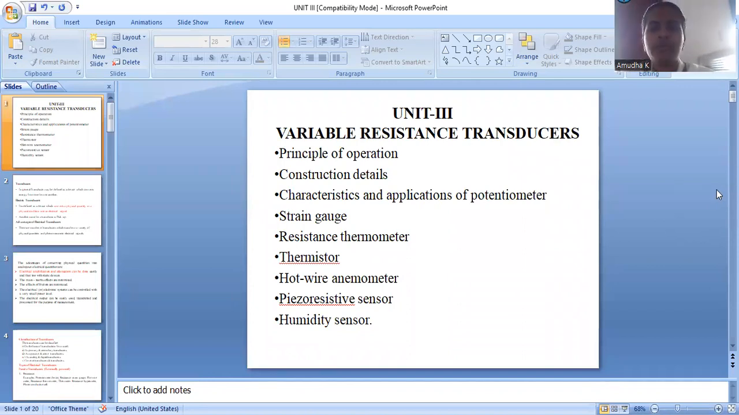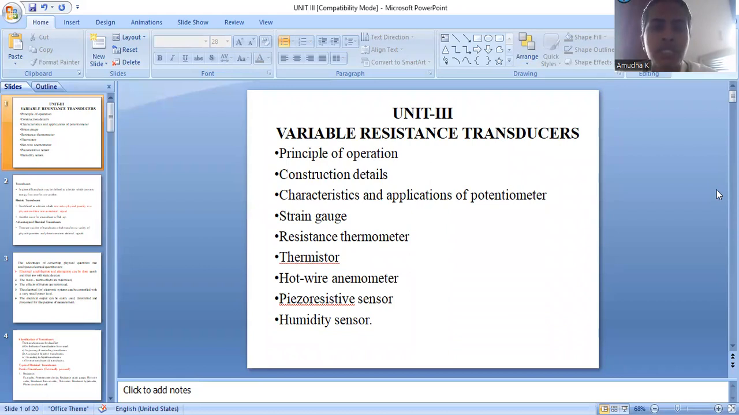The third unit topic is variable resistance transducers. In variable resistance, the resistance values can be adjusted. We will see the principles of operation of a variable resistance transducer, how to construct or configure it, and what the characteristics and applications of variable resistance transducers are. The principle, construction, and characteristics of the different variable resistance transducers are covered.